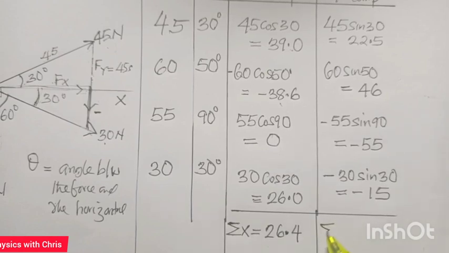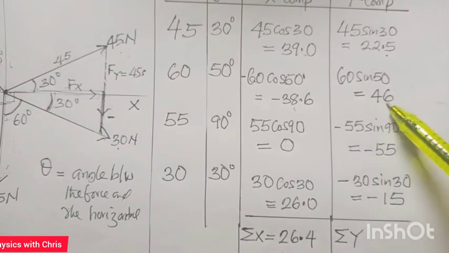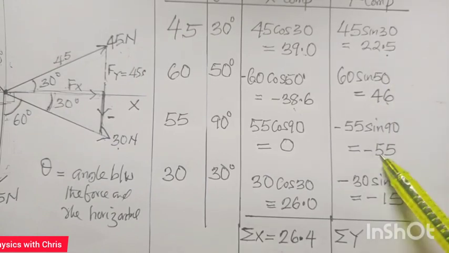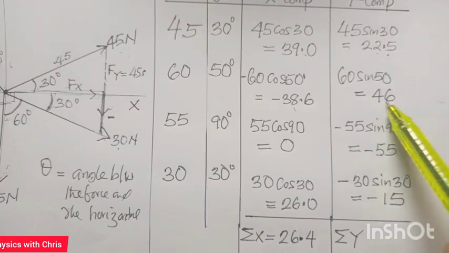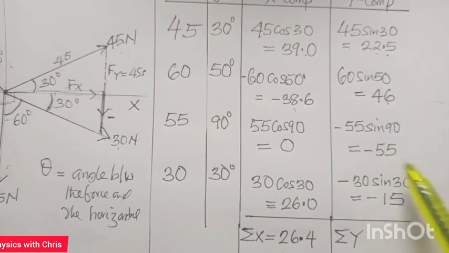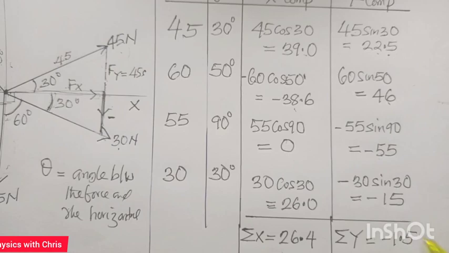Okay, so if I'm going to find the sum of all the components of these forces acting vertically, I'm going to have 22.5 plus 46 minus 55 minus 15. So the answer gives me roughly minus 1.5 Newton.